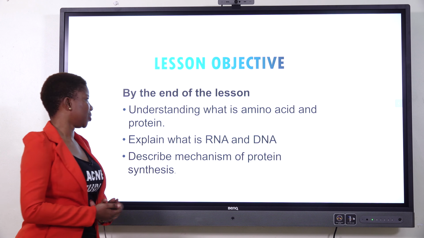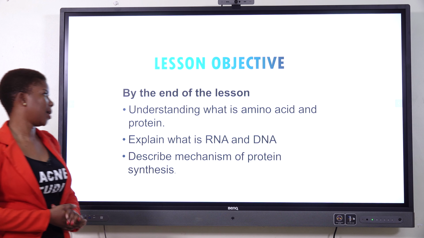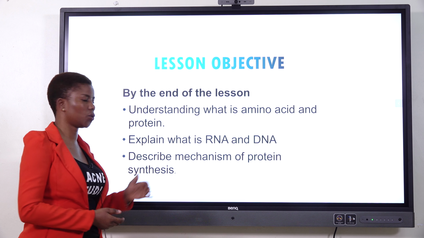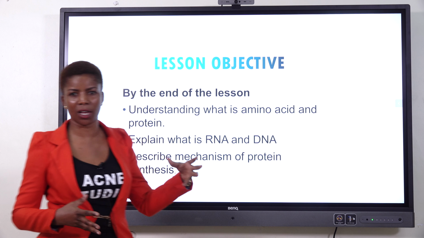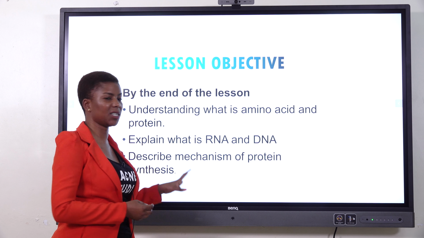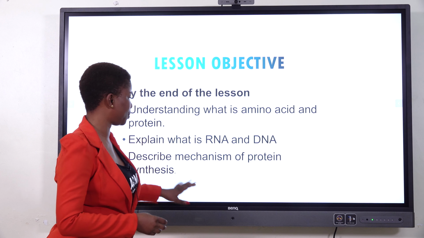By the end of the lesson, students should be able to understand what is amino acid and the protein. Also, the student should be able to explain the difference between RNA and the DNA. And finally, the student should be able to describe the mechanism of protein synthesis.